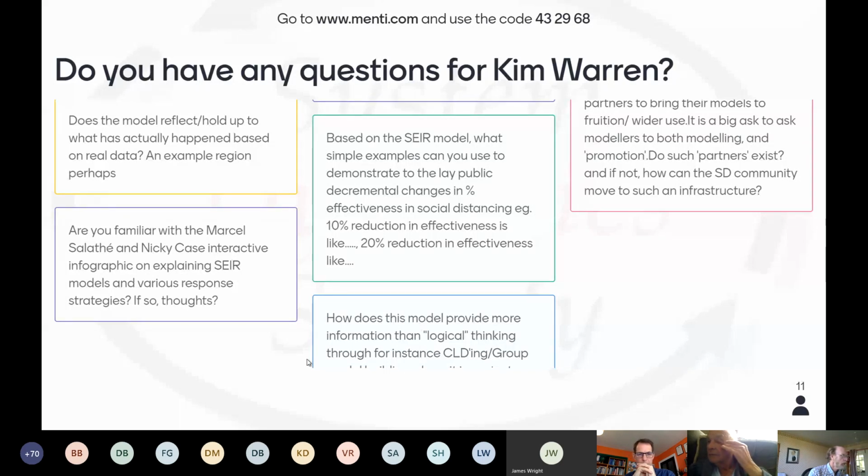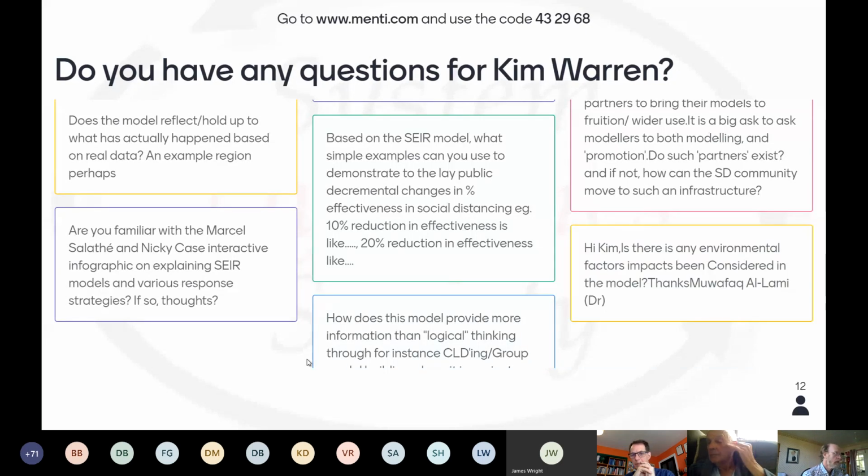I'm not familiar with that case infographic. Sounds great, and there are some really good infographics out there. What we essentially are urging is that there's one that people can actually put in information that relates to their circumstances. So are there any environmental factors?